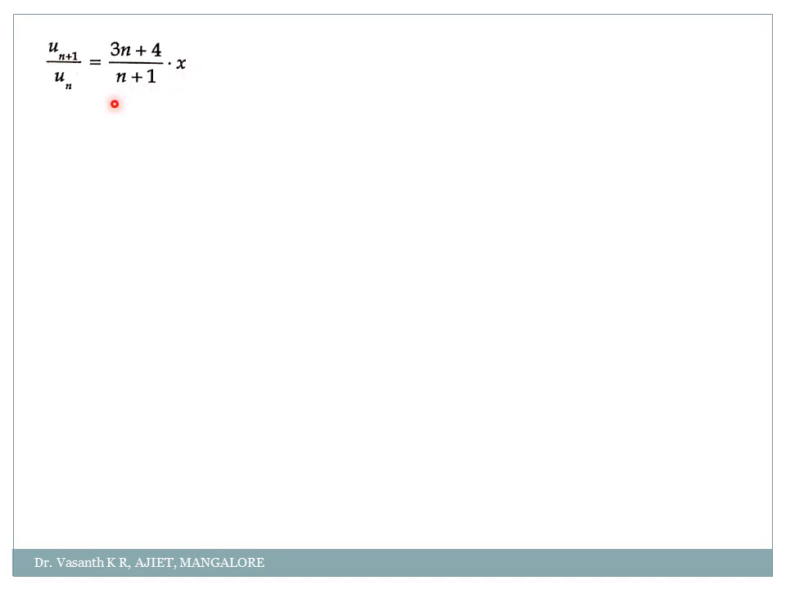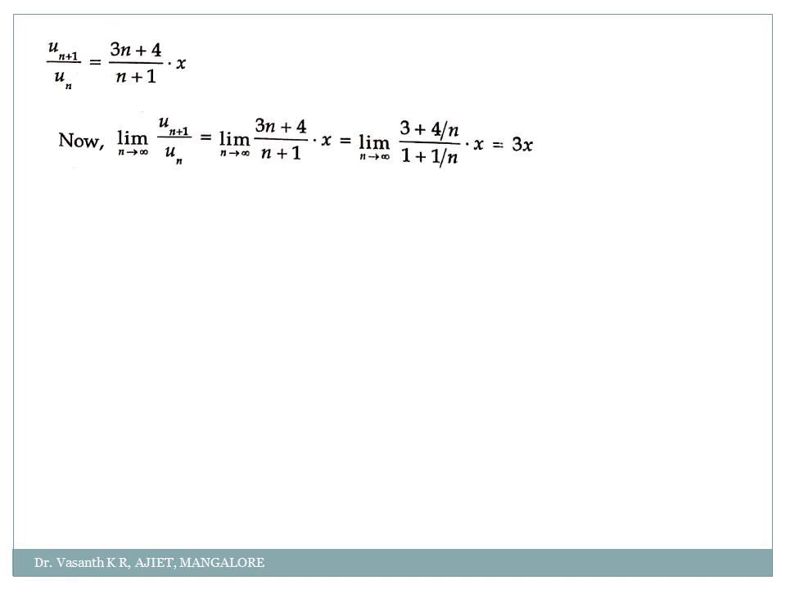1 into x. Now what to do? Take n outside in the numerator, similarly take n outside in the denominator. So n and n will get cancelled. So I'll get 3 plus 4 by n divided by 1 plus 1 by n. If I apply infinity, 4 by infinity is 0, 3 will remain here and 1 will remain in the denominator. So 3 into x is simply 3x.